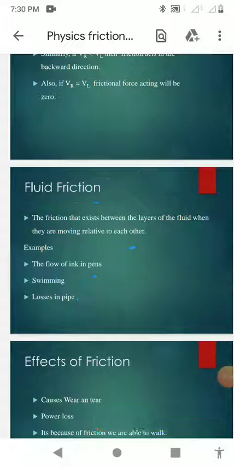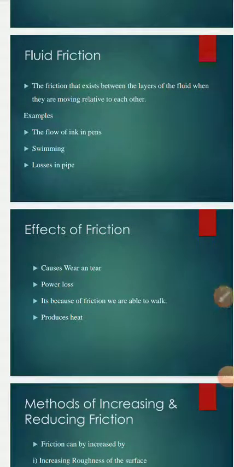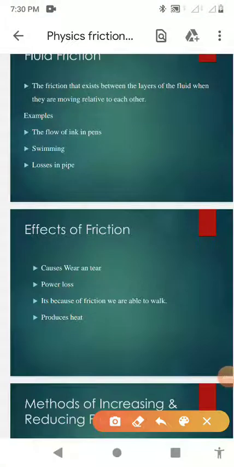Okay, now we have seen how friction is classified, or what the various types of friction are. Now we will see what the various effects of friction are. So the most dangerous effect is that it causes wear and tear. Due to the friction, wear and tear will be there, and life expectancy gets reduced because of this friction, isn't it? Then we can say power loss is there.